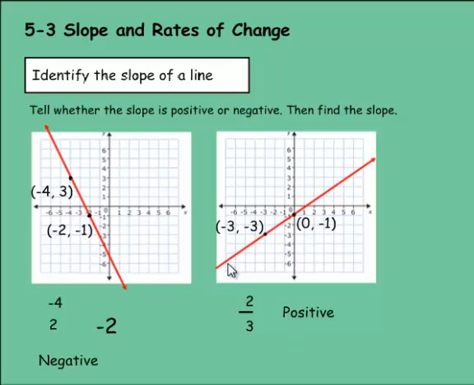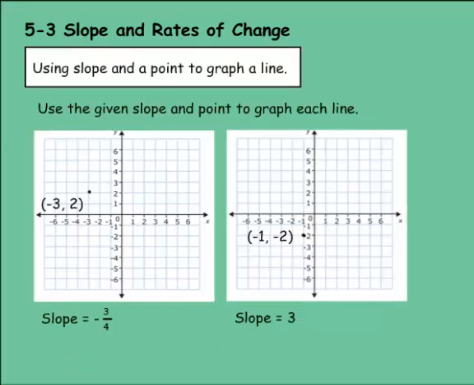And as you can see, this one's going up as you go from left to right, and this one's going down as you go from left to right. So that's the easy way of knowing. It's still good to calculate the slope. So now we actually have to use this idea of slope to graph a line. It's going to give us a point on the coordinate plane and the slope, and we should be able to graph a line from that.